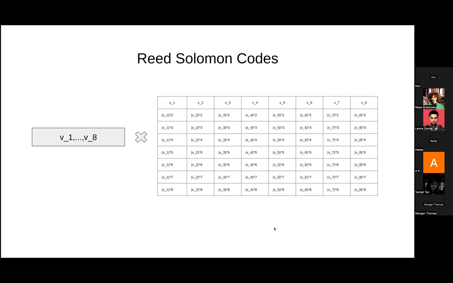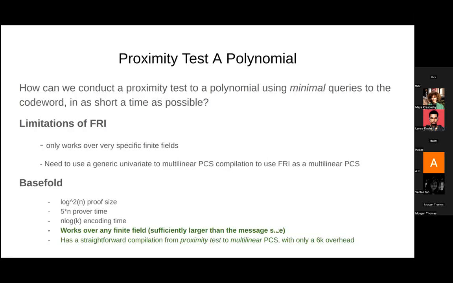Okay, so I'm going to describe, sorry. A quick question. When it comes to working over any finite field, I was wondering if there was a potential implementation with Basefold for the binary tower polynomial commitment scheme. I can drop a link to it.